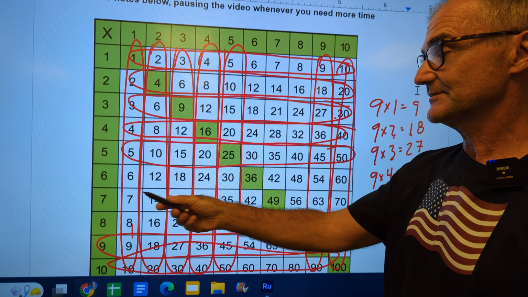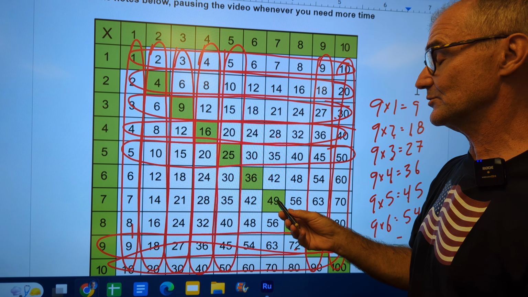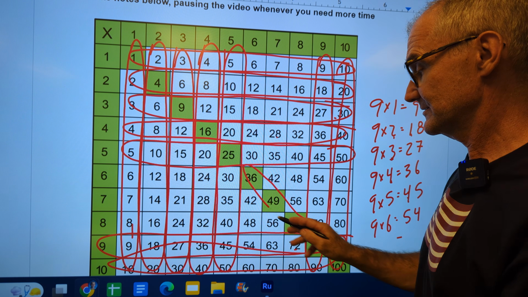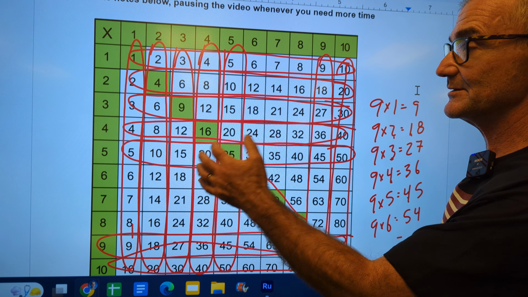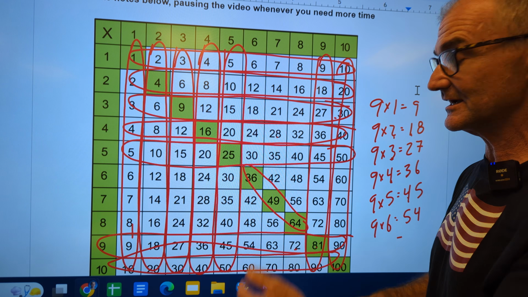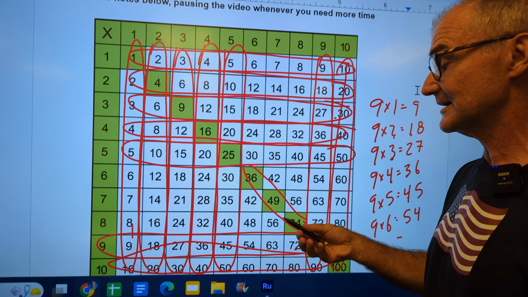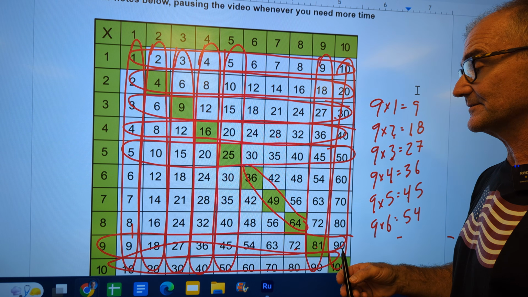6 times 6 is 36. 7 times 7 is 49. 8 times 8 is 64. Fill in this chart on a blank piece of paper and do the best you can. Do that a few times, and you'll start getting 6 times 6, 36. 7 times 7, 49. 8 times 8, 64.